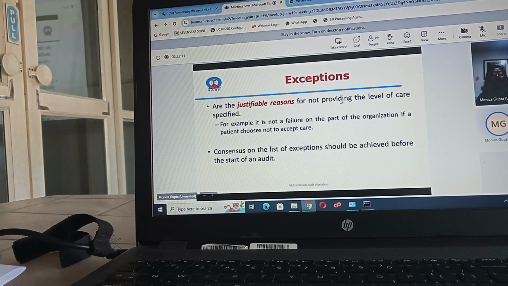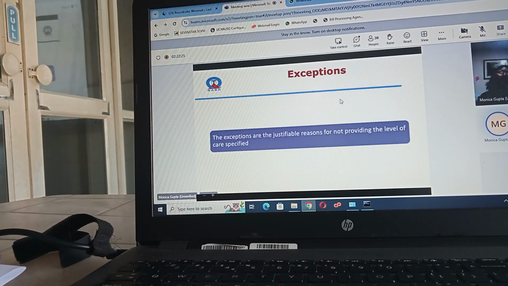Consensus on the exceptions: in the final analysis we will not consider patient-specific cases where exceptions are established for not providing the level of care. Now coming to the source of evidence.